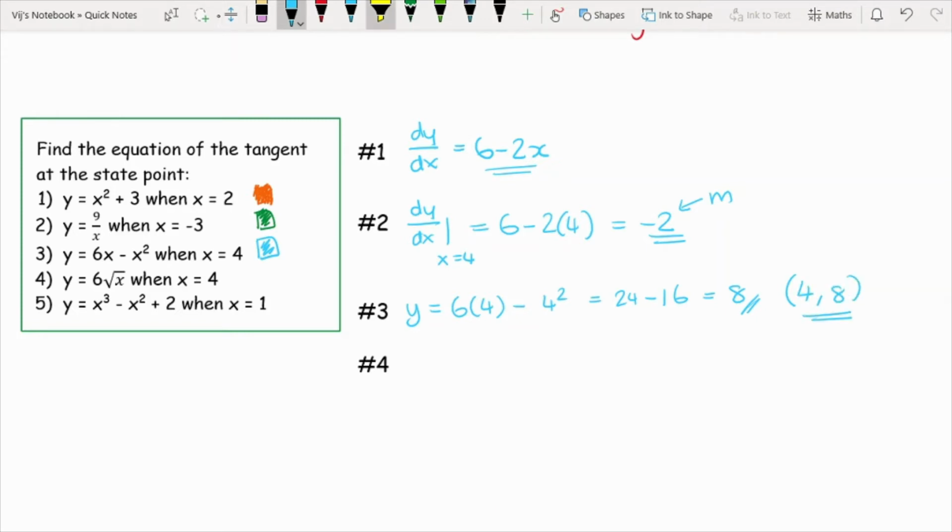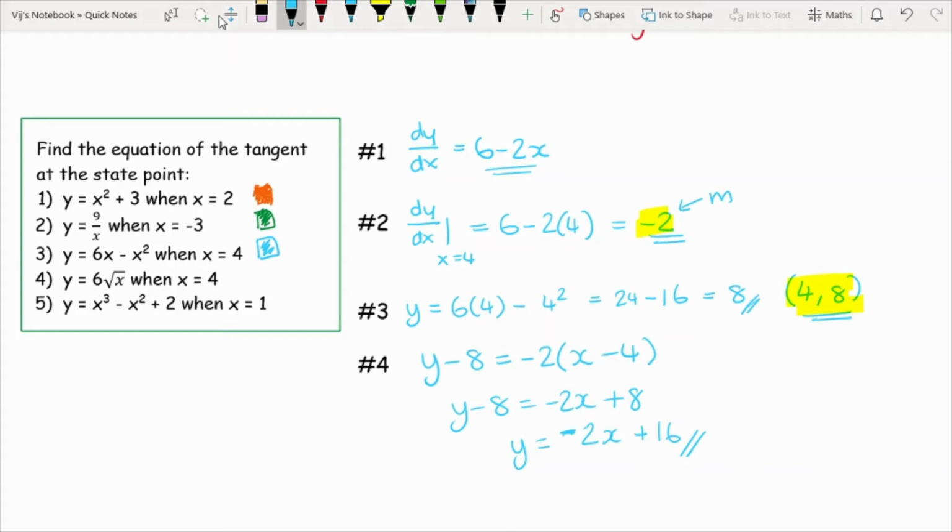So then using minus 2 as my gradient, 4, 8 as my coordinate, substituting it all in, I get y minus 8 equals minus 2 times x minus 4. And then just going on to simplify all of this, we get y equals minus 2x plus 16, and there is the equation of our tangent.